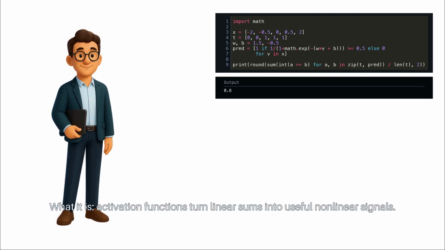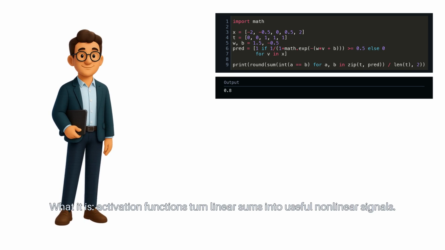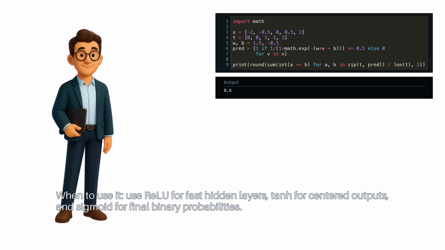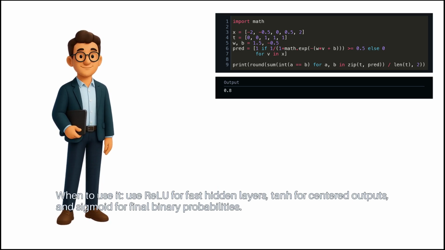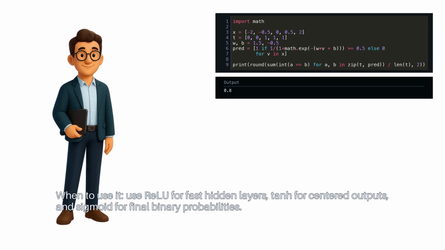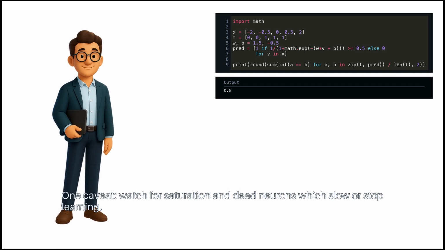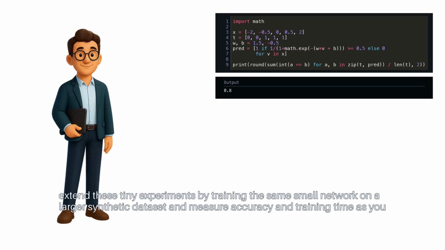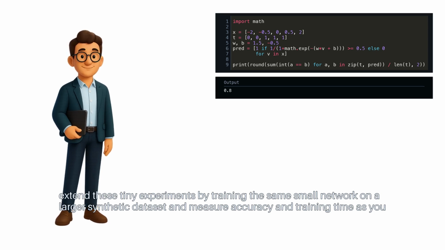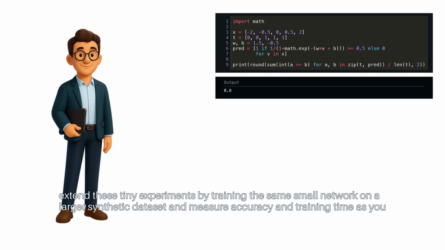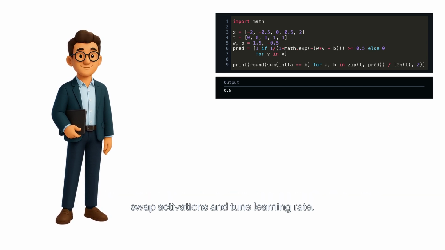What it is. Activation functions turn linear sums into useful nonlinear signals. When to use it. Use ReLU for fast hidden layers, Tanh for centered outputs, and Sigmoid for final binary probabilities. One caveat, watch for saturation and dead neurons, which slow or stop learning. Next step, extend these tiny experiments by training the same small network on a larger synthetic dataset, and measure accuracy and training time as you swap activations and tune learning rate.